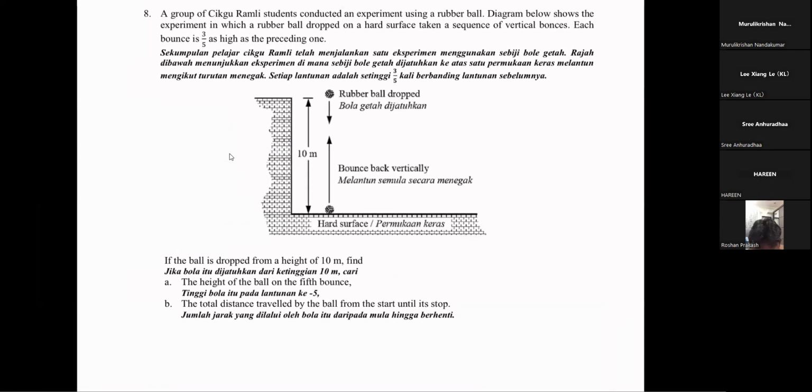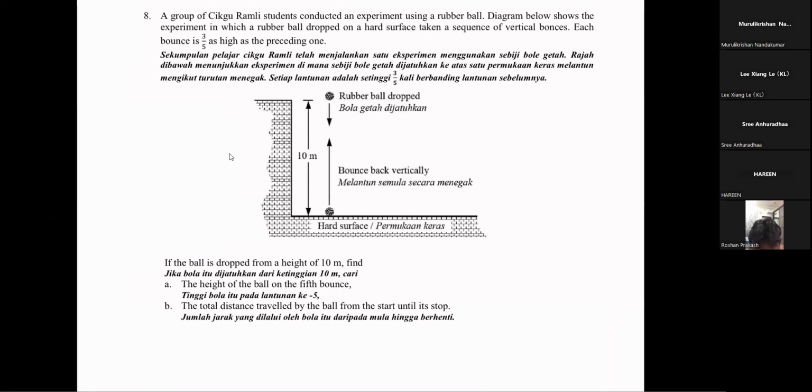Okay. A group of Cikgu Ramli students conduct an experiment using a rubber ball. Diagram below shows the experiment in which the rubber ball is dropped on a hard surface, taken as a sequence of the vertical bounce, which bounces 3/5 as the height of the previous one. Okay. If the ball is dropped from the height of 10 meter, find the height of the ball for the first 5th bounce. Okay, class bounce.